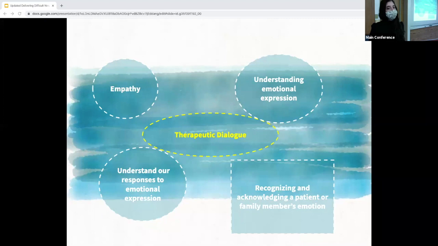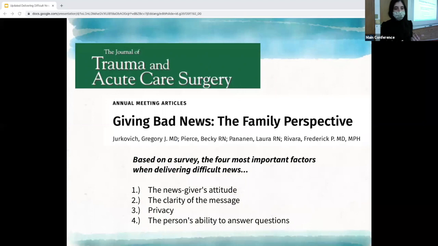Just before we get into the small groups, I wanted to go through a paper published in the Journal of Trauma and Acute Care Surgery. It outlines the qualities that family members most value when doctors or nurses communicate bad news. They administered a survey to family members of trauma patients who were dying in the emergency department or the intensive care unit. The survey tool consisted of 14 elements, graded from least to most important. The four most important factors were the attitude of the person delivering the news, the clarity of the message, their feeling of privacy, and their ability to answer questions. So let's keep these things in mind as we go into this work.